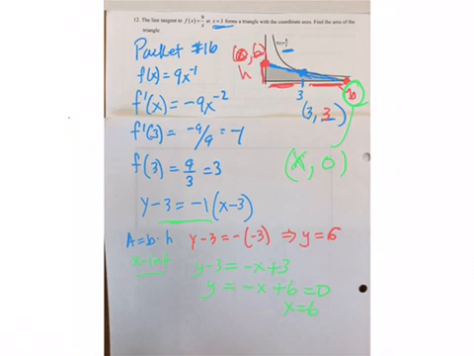Then overall, if I want the area, area is 1/2 the base times the height. So the area of the triangle is 1/2 times 6 times 6, so the total area is 18.